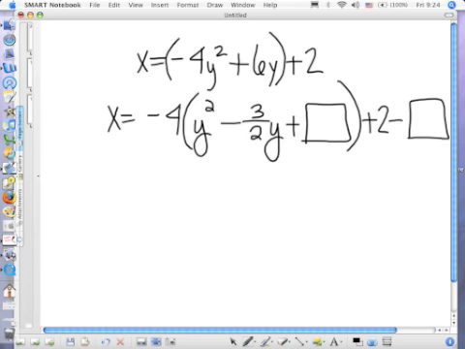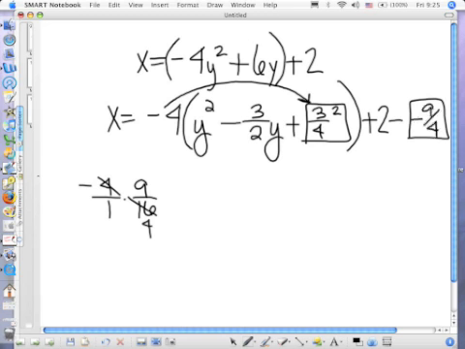Okay, we're still going to set it up exactly the same. Don't start overthinking the minuses and the plus. What goes in the box? 3/4 squared. All right? And when I distribute this, I have negative 4 times 9/16, which gives me negative 9/4.